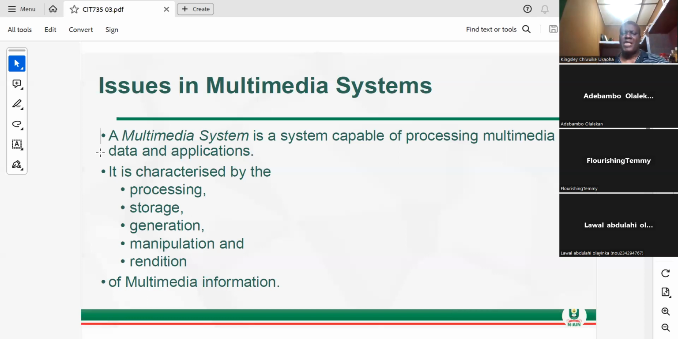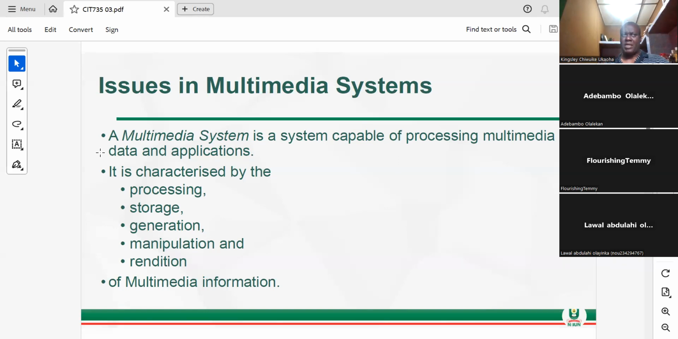And it is characterized by processing, storage, generation, manipulation, and rendition. It has to process it, it has to keep it somewhere, it has to generate it and bring it out, and manipulation means you may alter it, update it, add to it or remove it. And rendition means to present it. That is what you mean by rendition of multimedia information. It is characterized by the processing. It has to interpret it. That is what you mean by processing.